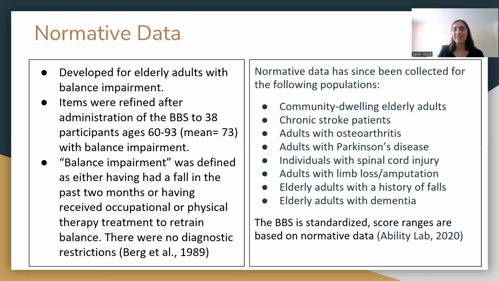And so since its time of initial release in 1989, they've also had researchers collect data to get means or averages for different populations, including community dwelling elderly adults, chronic stroke patients, adults with osteoarthritis, adults with Parkinson's, spinal cord injury, limb loss, elderly adults with a history of falls, and elderly adults with dementia. And those different scores can be found online at this Ability Lab website. And the assessment is standardized, and as noted, the scores are based on normative data.